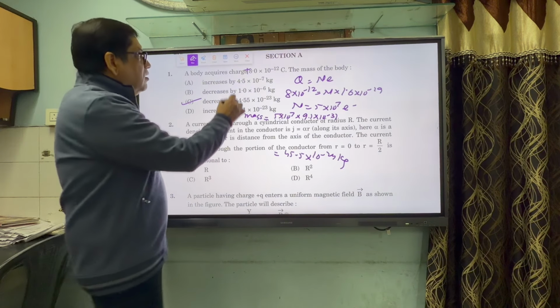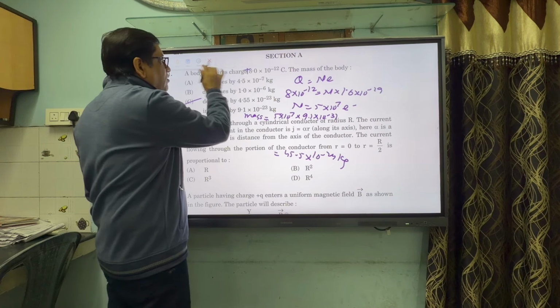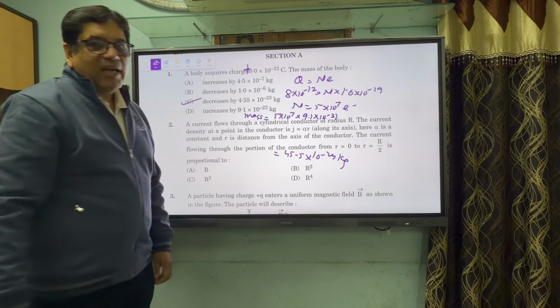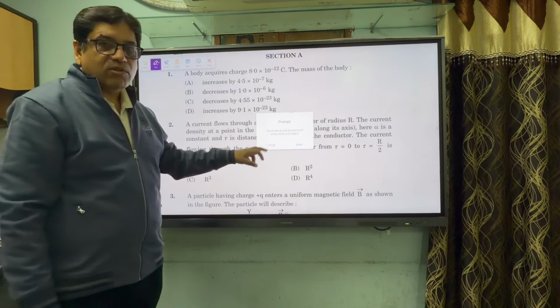Please remember, if it is positive charge, then body has lost electrons. If it is negative charge, then body has gained electrons. So this is first question. We go to the second question now.